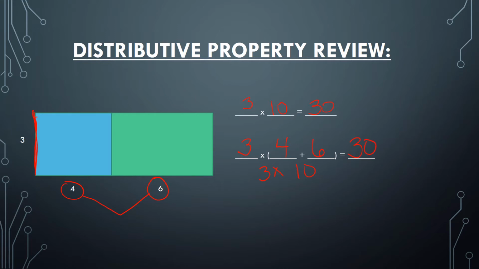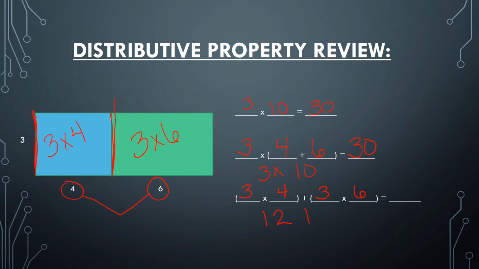And then for the last equation for distributive property, we're going to break it apart as if it was two rectangles. So we're thinking this one is 3 by 4. And this rectangle right here, it's still 3 high. So we know it's 3 by 6. So then we just plug those numbers into our equation over here. And we have 3 times 4 is 12. And we have 3 times 6 is 18, and we know when we add those together, we get 30.